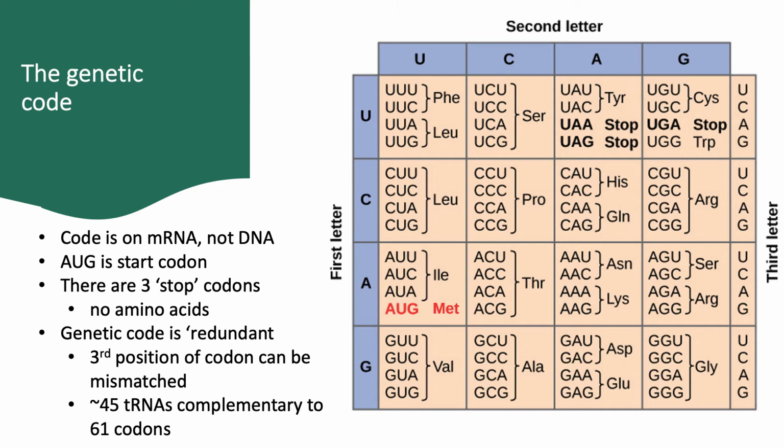Fourth, the genetic code is what we call redundant. That is, there are more than one codon for each of the amino acids. In fact, the third base of the codon often doesn't matter, and several different tRNA molecules with different anticodons will be able to bind to the same codon. This flexible base pairing is called wobble and allows all 61 different codons shown here to be recognized by only about 45 different tRNAs in bacteria.